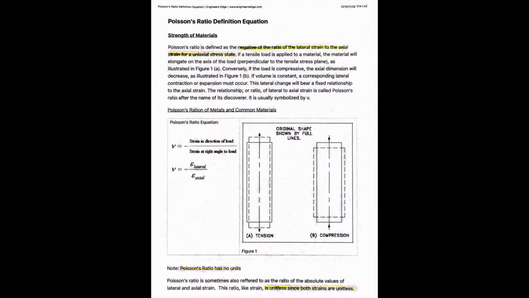So first, let's take a look at the definition of Poisson's ratio. Poisson's ratio is defined as the negative of the ratio of the lateral strain to the axial strain of a uniaxial stress. In simpler words, when an object experiences an applied load on one axis, the other axis will also respond by either decreasing or increasing in length, depending on its material property. Because Poisson's ratio is a ratio of strain, which is a unitless number, Poisson's ratio will also be unitless.